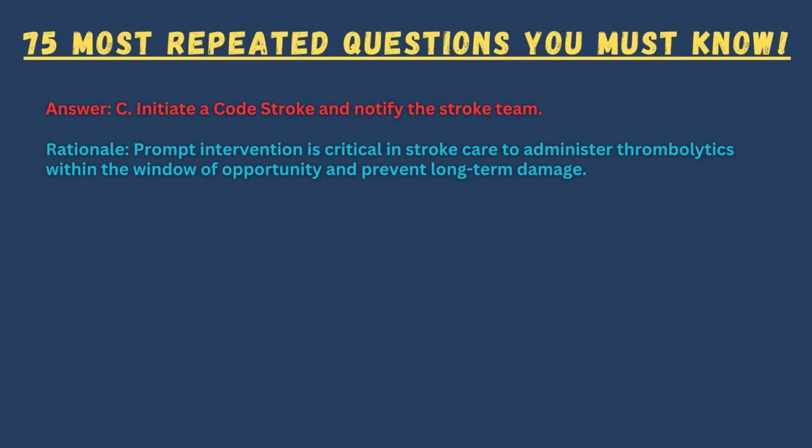Answer: C. Initiate a code stroke and notify the stroke team. Rationale: prompt intervention is critical in stroke care to administer thrombolytics within the window of opportunity and prevent long-term damage.